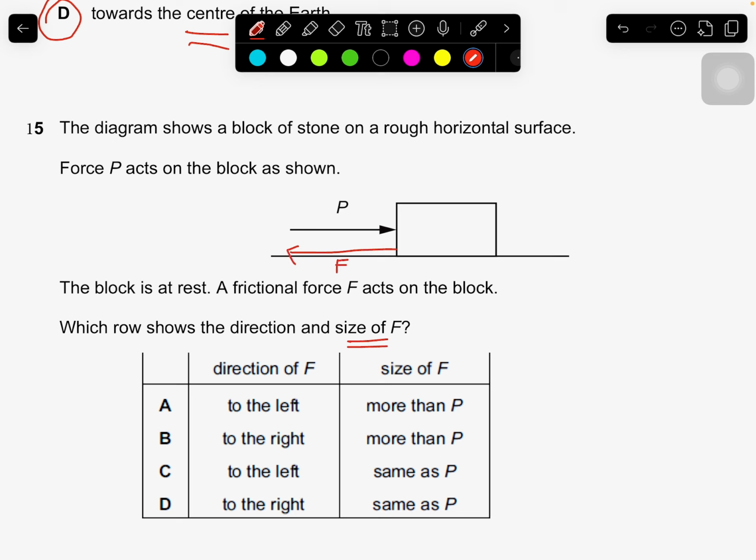When two anti-parallel forces are equal, your net force is zero and the object is stationary, so F has to be the same as P. F cannot be more than P, because if F were more than P, the object would move to the left. Friction can't move objects in any direction, right? The maximum friction you can have is equal to the force that you're providing. It cannot be more than what you're providing.